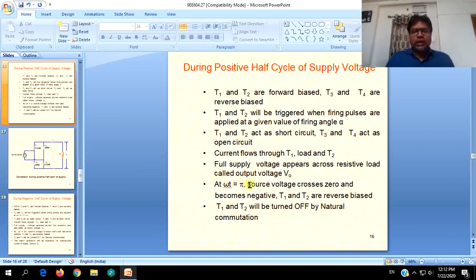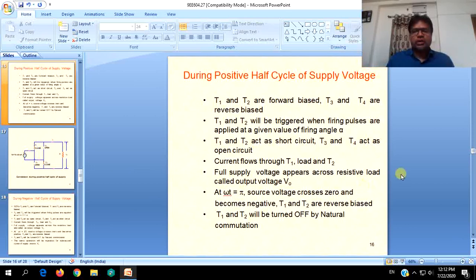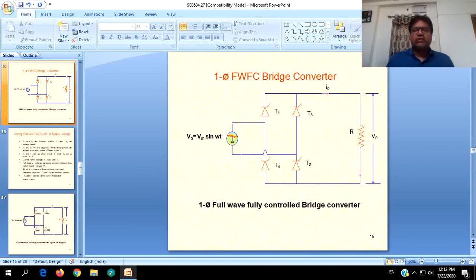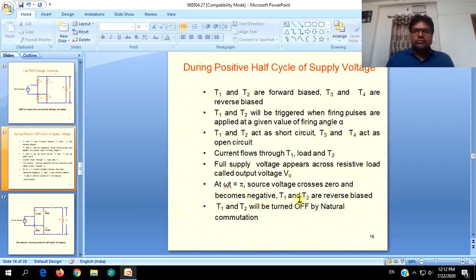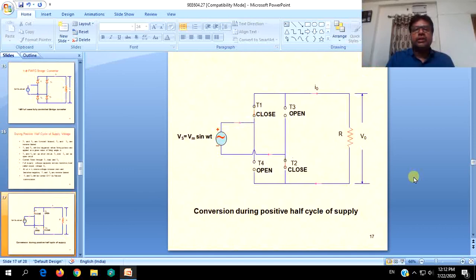At omega t equal to pi, source voltage crosses 0. This is the most important thing which you have to understand. Obviously at pi or 180 degrees, that is the end of a given half cycle, source voltage becomes negative, or it goes in the other direction. So the set of SCRs which were in conduction during the previous cycle will get turned off now due to the reversal of voltage, or natural commutation occurs, or phase commutation occurs. T1 and T2 will be turned off by natural commutation. Same things will be repeated in the negative half cycle.